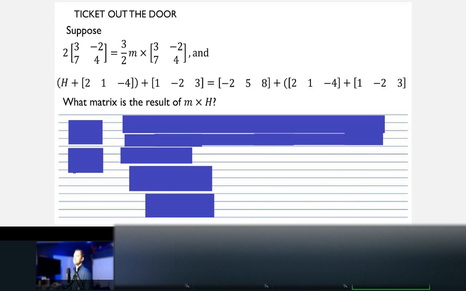All right. So the first thing that I did was look at the first set of matrices, and I saw that the matrix with 3, -2, 7, and 4 is the same on both sides. So that means they're being multiplied by the same number. So I set 3/2 times m equal to 2, and then solved for the variable m.